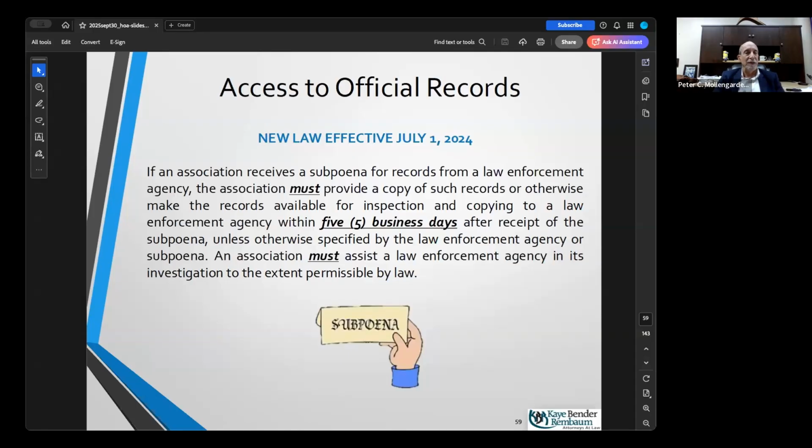If you receive a subpoena, again, this is also new as of last year, for records from a law enforcement agency, then you must provide a copy of such records or otherwise make the records available for inspection and copying to the law enforcement agency within 5 business days after receipt of the subpoena, unless otherwise specified by the law enforcement agency or subpoena. And you must assist a law enforcement agency in its investigation to the extent permissible by law.